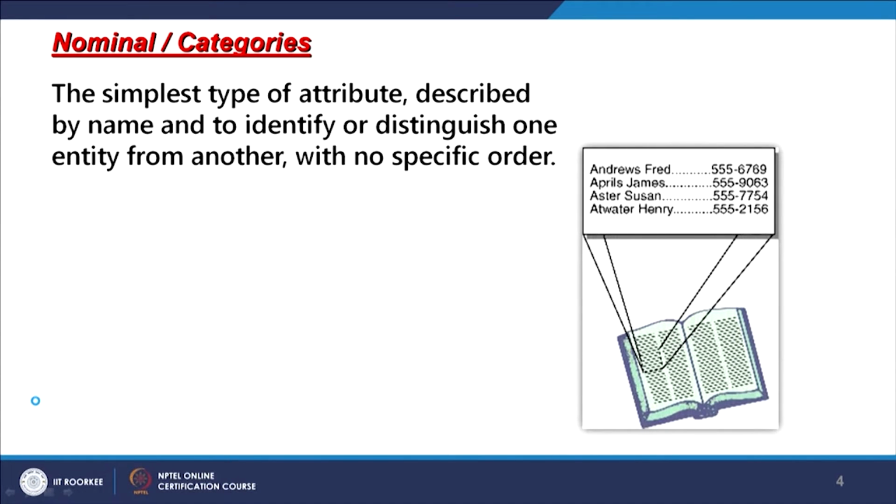Nominal data is the simplest type of attribute, which describes a name or identity, or distinguishes one entity from another with no specific order. Here names are given. We may have, say, a telephone number, but as the definition says, nominal or categories just identify or distinguish one from another without any specific order. It is just a name. One can argue that I can organize names in alphabetical order, but that order is not inherent; you are doing the organizing. Otherwise, names in nature or such identities do not have any inherent order. That is the main point.